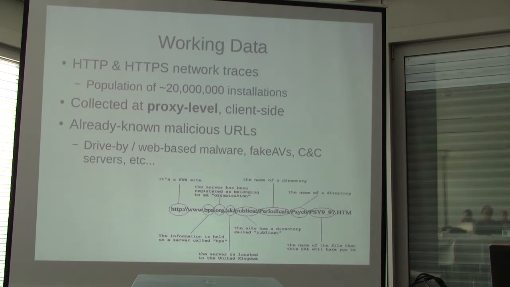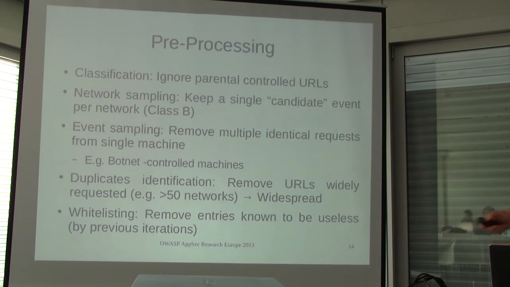And we have a population of about 20 million installations worldwide, so you can imagine how much traffic there is, okay? So the first thing we do is some nice pre-processing of all this data, and we do five different processing steps here. First, we ignore all the parental control URLs, and we just keep those URLs that are malware related, phishing related, or any kind of exploit kit related and so on.